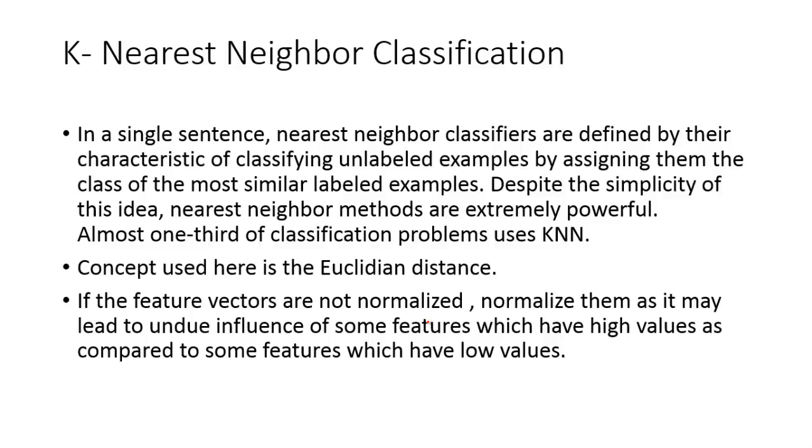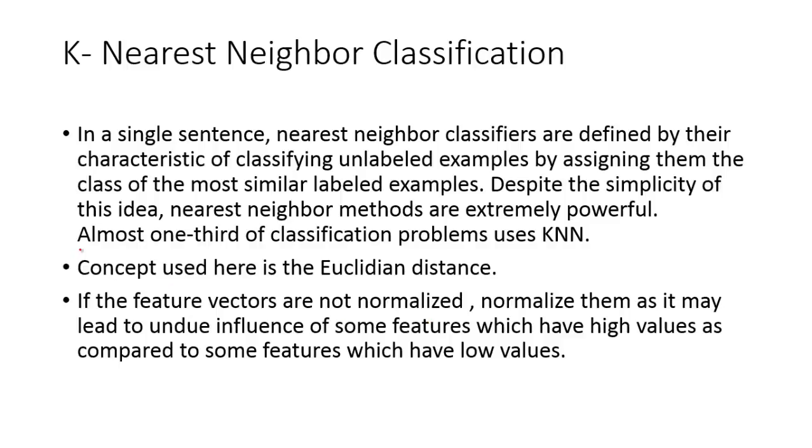Okay, so let's see the next machine learning model, which is a famous classification model, K nearest neighbor classification. In a single sentence, nearest neighbor classifiers are defined by the characteristic of classifying unlabeled examples by assigning them the class of the most similar labeled examples. Despite the simplicity of this idea, nearest neighbor methods are extremely powerful.